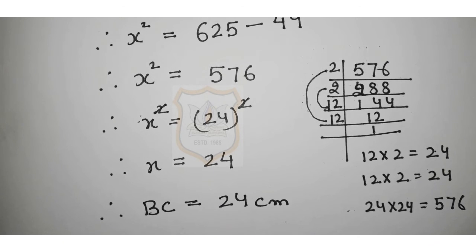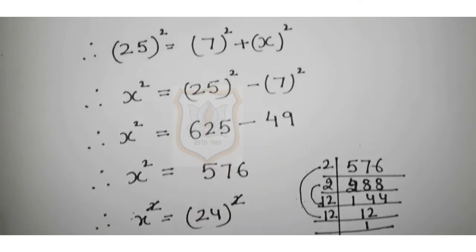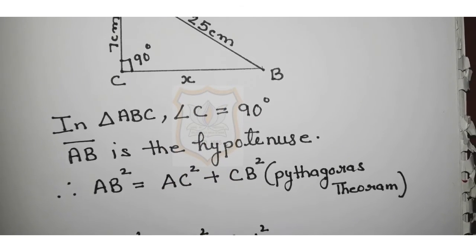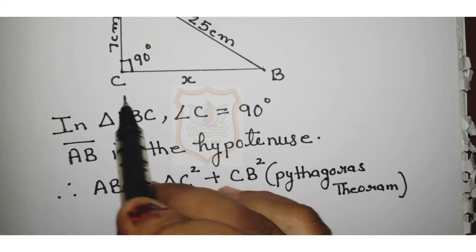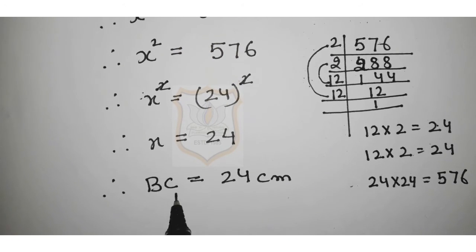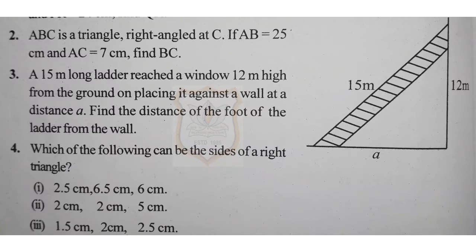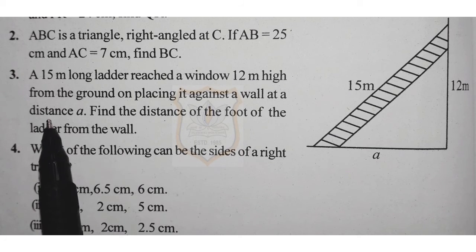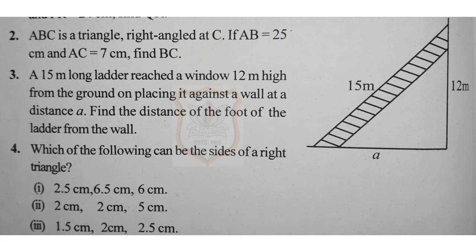And as you know, I have supposed that BC is equal to X. So therefore BC is equal to 24 centimeters, and this is the answer of question number 2. So students, let's solve question number 3, exercise 6.5.